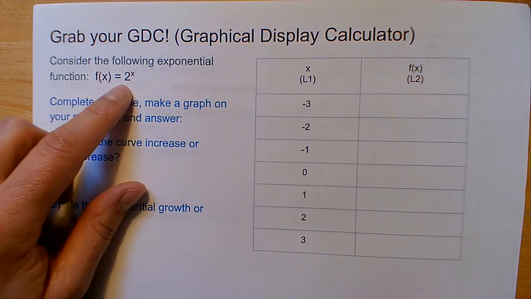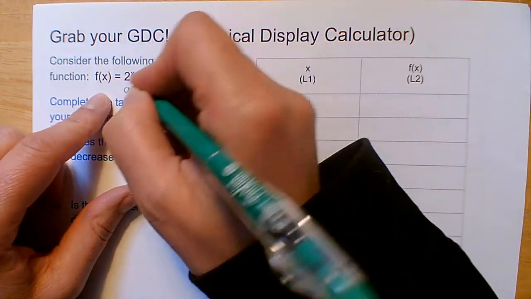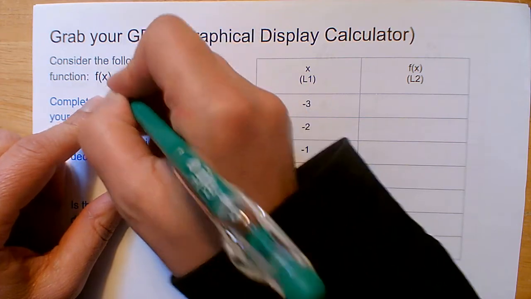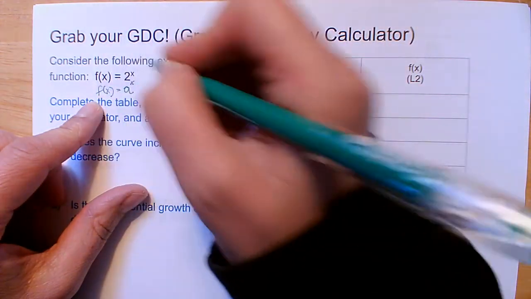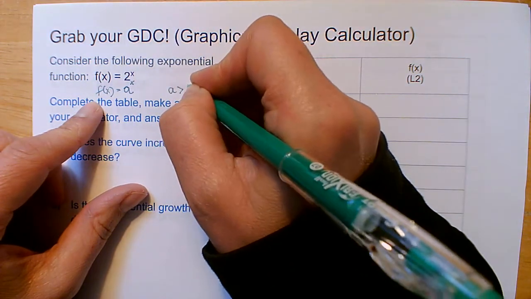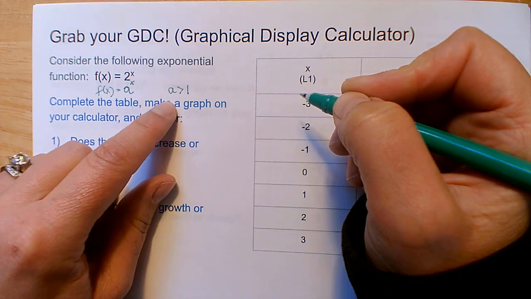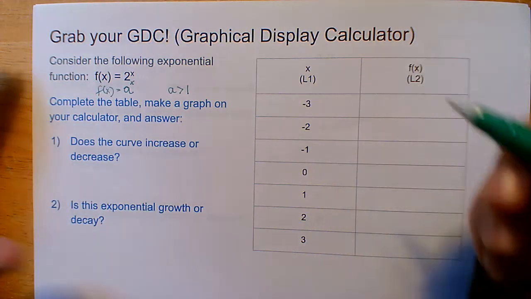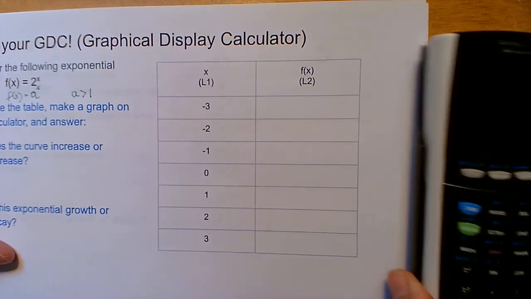So we have f of x equals 2 to the x. Now, if you remember, this is actually our a value, because it's a to the x right here. So theoretically, since a, the 2, is greater than 1, it should be increasing, which represents growth. Let's see if we're right, and I want you to practice using the calculator.